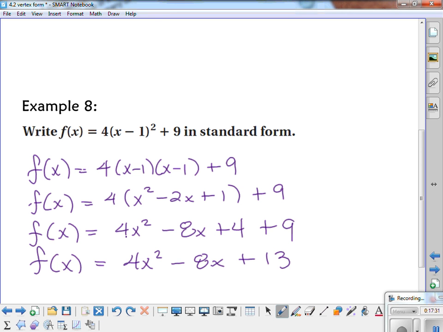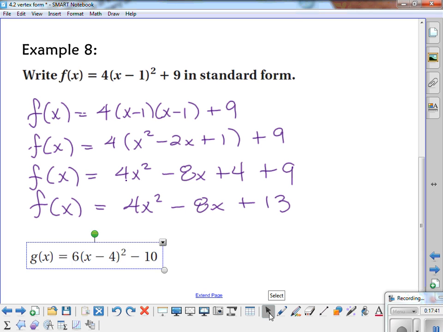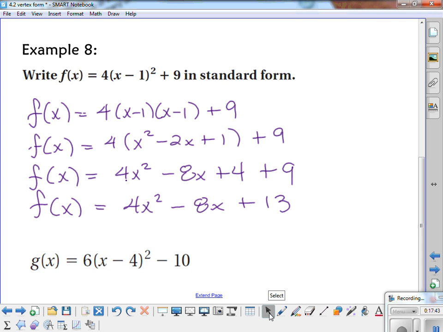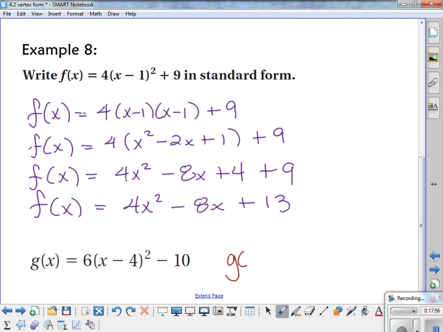Okay? Any questions on what I did? Clear as mud? Alrighty. So you guys get to do this one. Again, if you want to do it on your notes or whiteboards, I don't care which way. G of x equals 6 times the quantity x minus 4 squared minus 10. I'll let you guys do that one on your own. All right, so you guys all were getting the same thing. G of x equals 6x squared minus 48x plus 86.